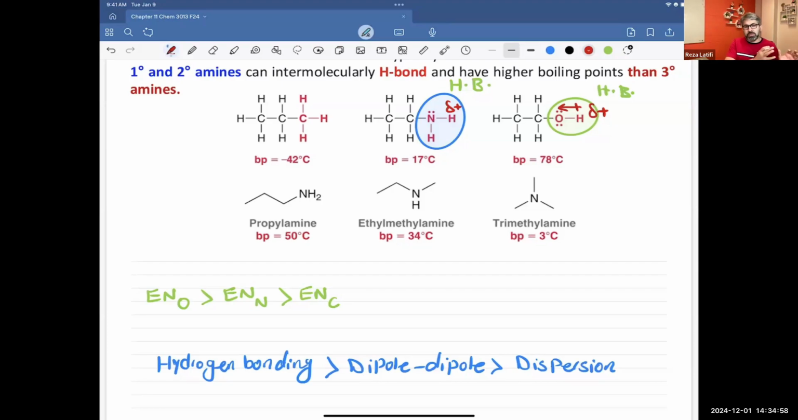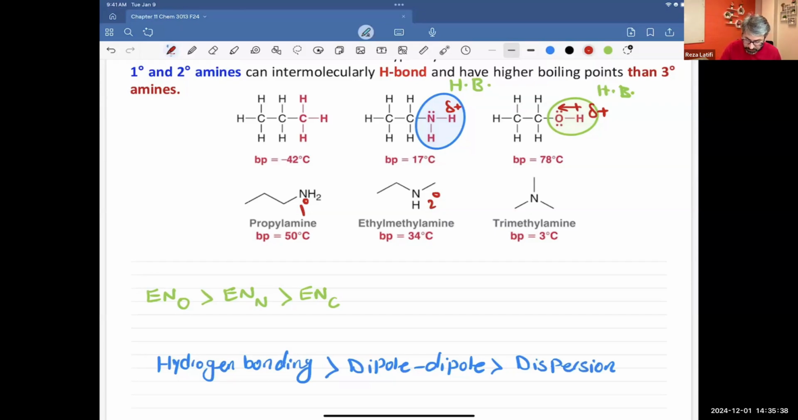Now, when you switch from primary amine to tertiary amine, you are getting rid of the hydrogen and replacing it with an alkyl group. Because we lose the hydrogen, we lose hydrogen bonding power. So as you see, from primary amine, the boiling temperature goes from 50 down to 34 in a secondary. And if you replace the last hydrogen by another methyl or ethyl group, the boiling temperature goes down to something around 3. What's the reason behind it?